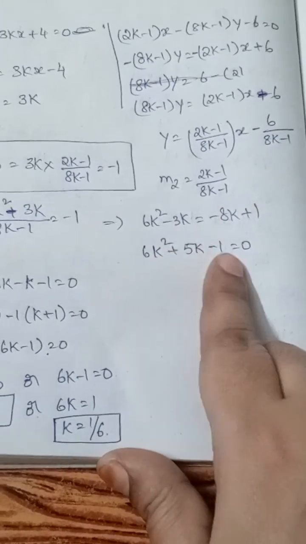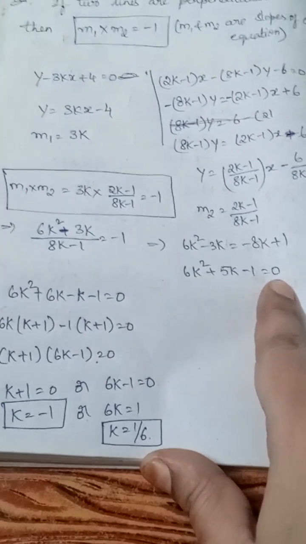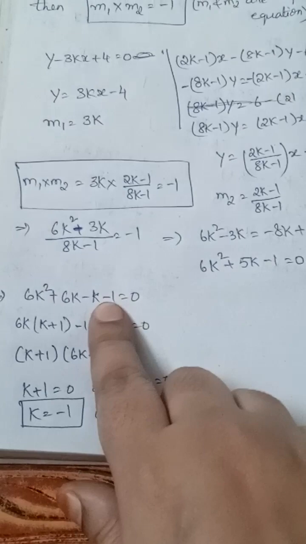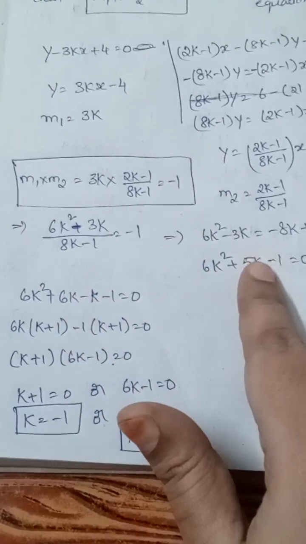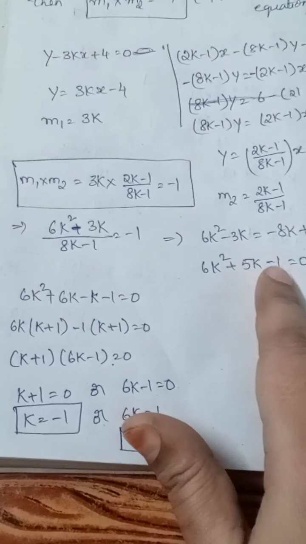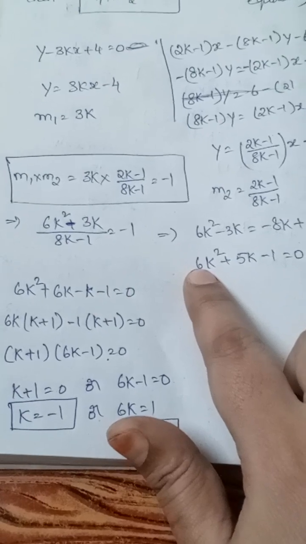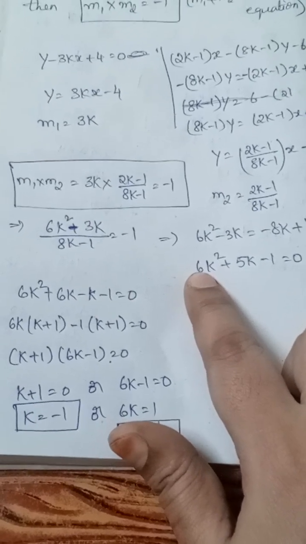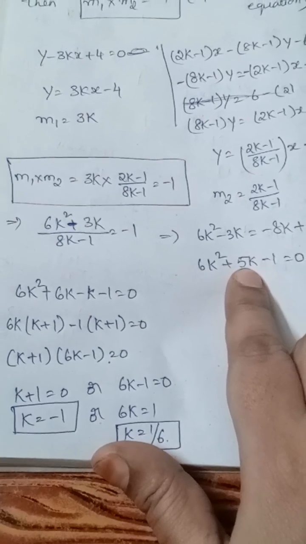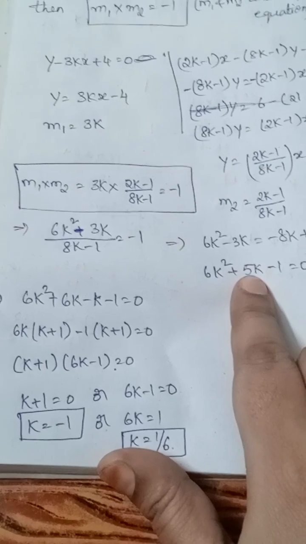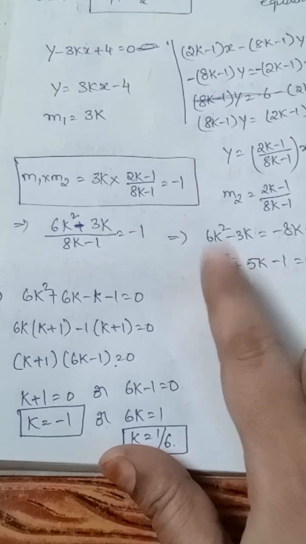After rearranging, we get a quadratic equation, that is 6k square plus 5k minus 1 equal to 0. Now we can solve this by splitting the middle term. How to split the middle term? I first multiply the constant and the k square coefficient, that is -6. The middle term we must break into two terms which are the factors of -6.